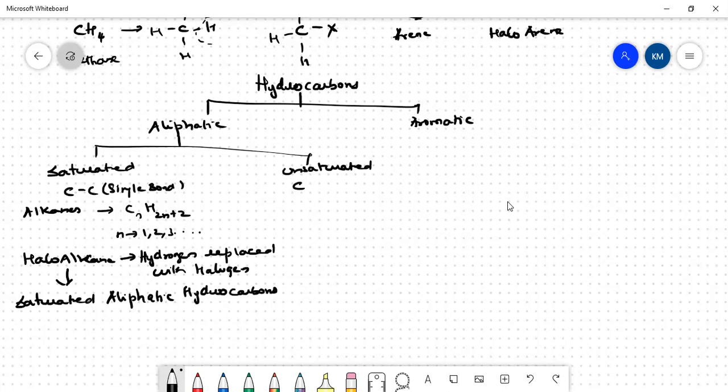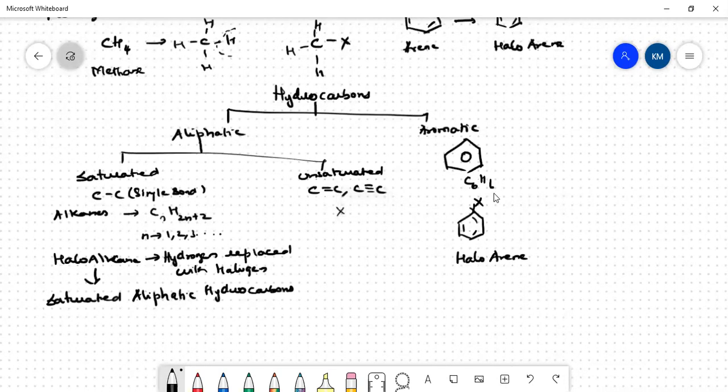And what about unsaturated? You have C double bond and C triple bond, alkene and alkyne. Here we are not having any halogen. When we say haloalkane, it is only on saturated ones. Haloalkenes and haloarenes from unsaturated ones, we don't study. They exist, but we don't study them. It's not there for us. Then aromatic: you have your benzene ring C6H6. When you replace one hydrogen similarly, we very simply call it a haloarene. Clear? Yes, sir.